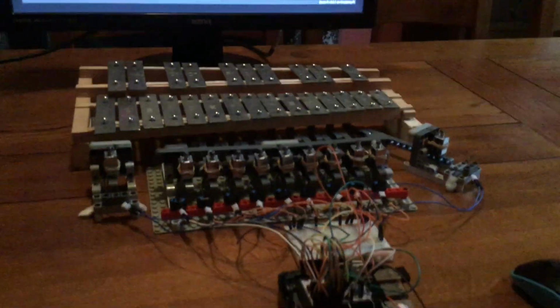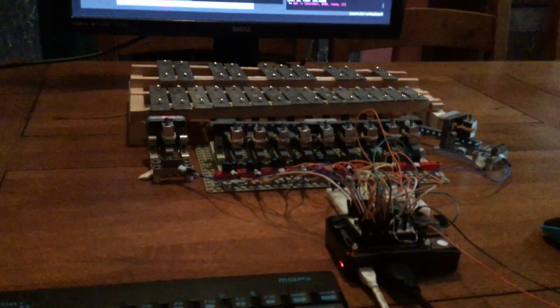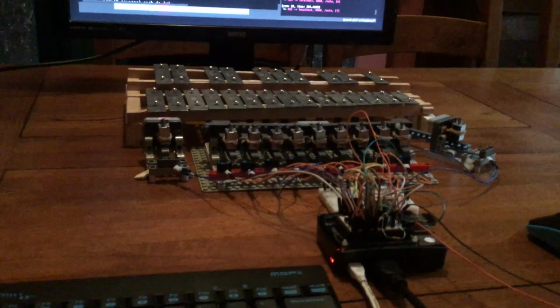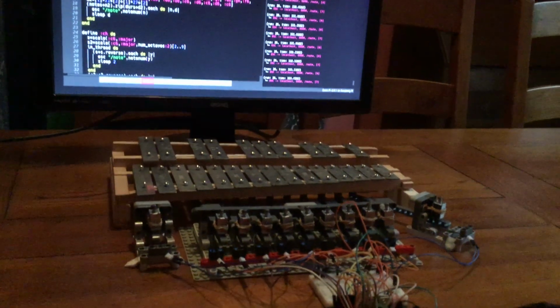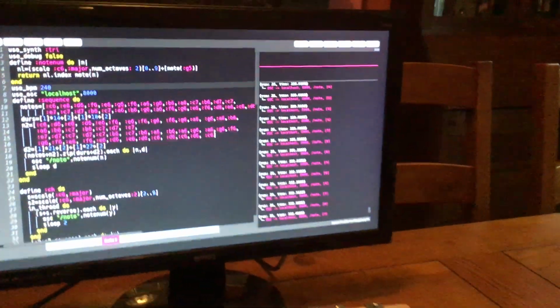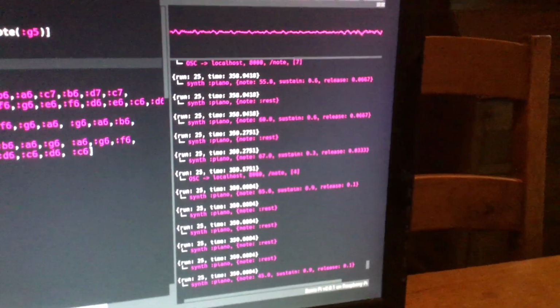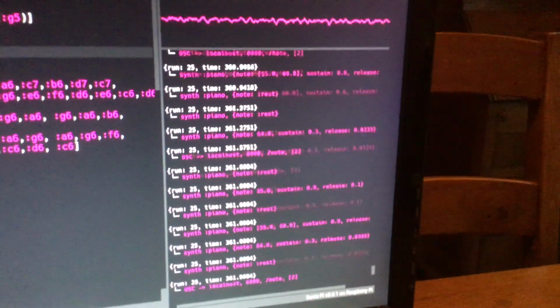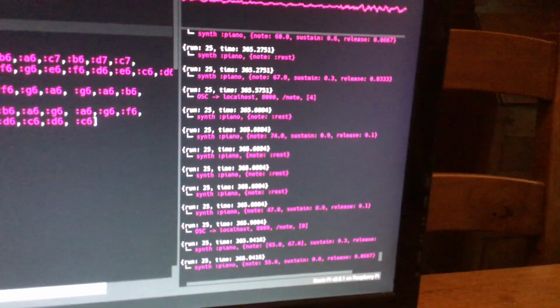The final piece is going to be Edelweiss with a piano accompaniment. The whole thing again played by Sonic Pi. It's going to start in a minute. You can see the piano synth commands and the note commands sent with the OSC messages all interleaved.